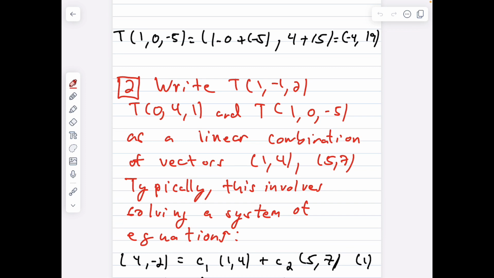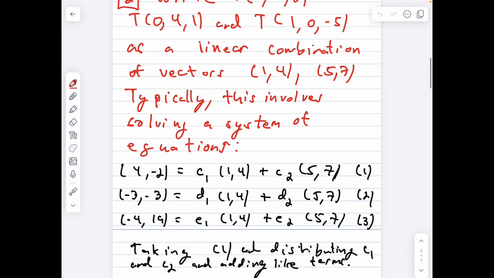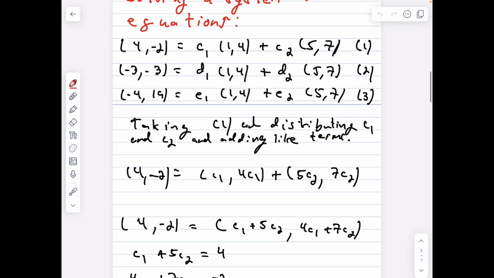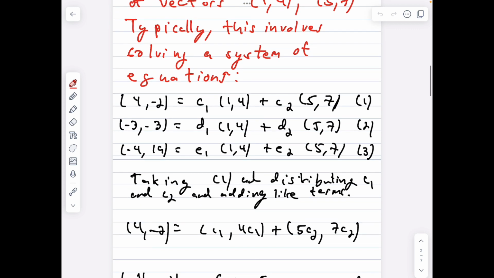All right, here's what you're going to do next. You're going to take each of those results for those transformations of those vectors and write them as a linear combination of the vectors (1, 4) and (5, 7). So all the images of all the basis vectors, you're going to write as a linear combination of the basis vectors of the range. In our case, those are (1, 4) and (5, 7). As I wrote here, typically this involves solving a system of equations. Sometimes it's pretty easy and you can see it right away, but often you need to do a little more work.